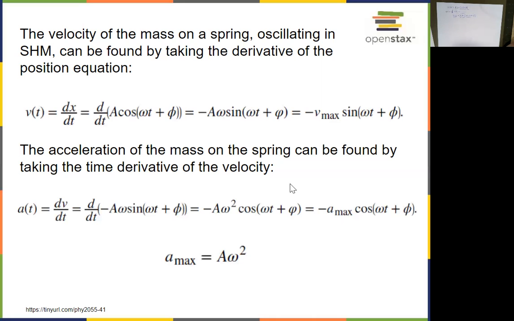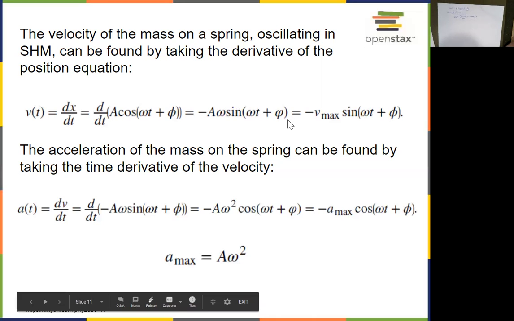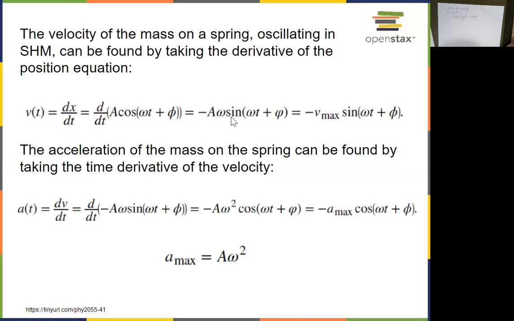So that's velocity for the simple harmonic motion. For acceleration, you take the time derivative of the velocity function, right? Velocity is in terms of this expression, so let's just keep A and omega here. Minus A omega sine. So you do the time derivative of this expression.